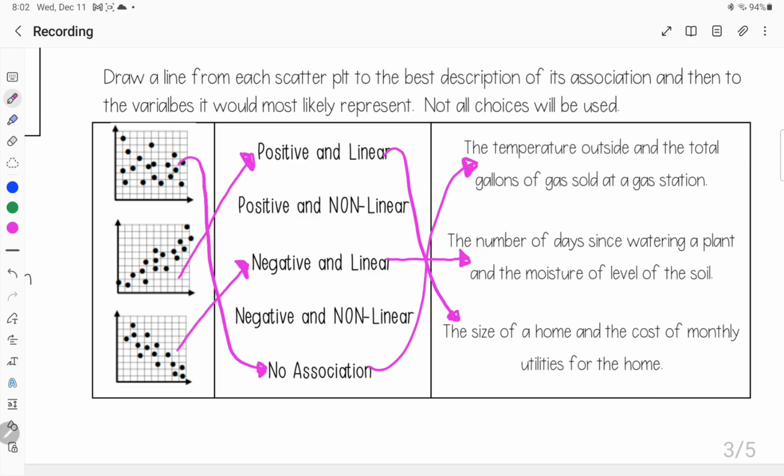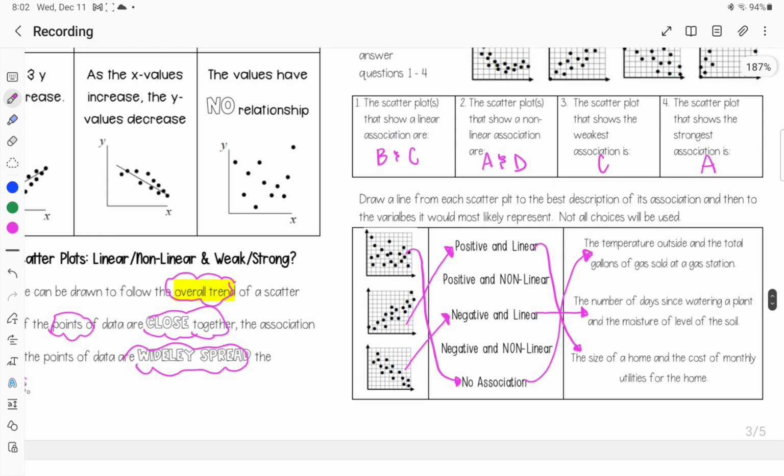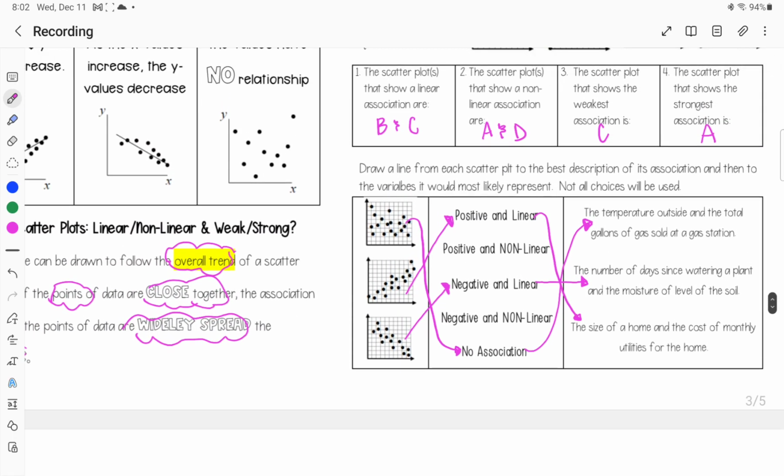And then our last one, no association. Just because it's hot outside or cold outside doesn't mean that people are going to get gas or not get gas. Some people just have to get it. So that is what we're working on today, the different types of association.